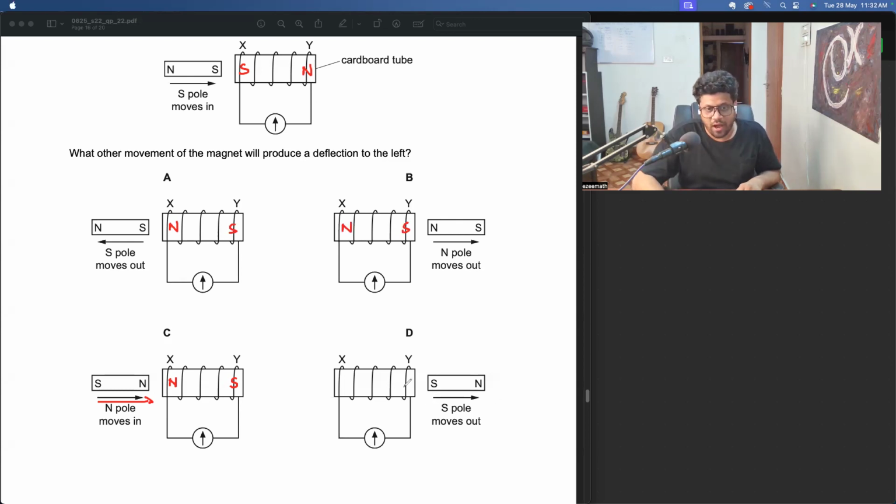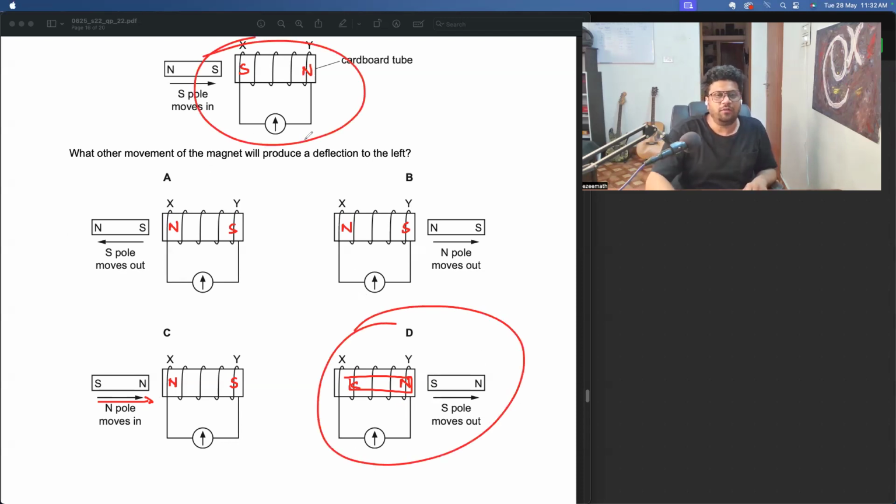And with the south moving out, there's going to be a north generated here because, again, this bar magnet wants to attract the magnetic bar back into the coil. Equal and opposite reaction. Out of all the options I have, only this one matches the orientation of the poles, and that is why the answer should be D. This arrangement will produce the same deflection on the left as it did over here. So a south moving in or a south moving out produces the same deflection. That is why the answer for this one is D.